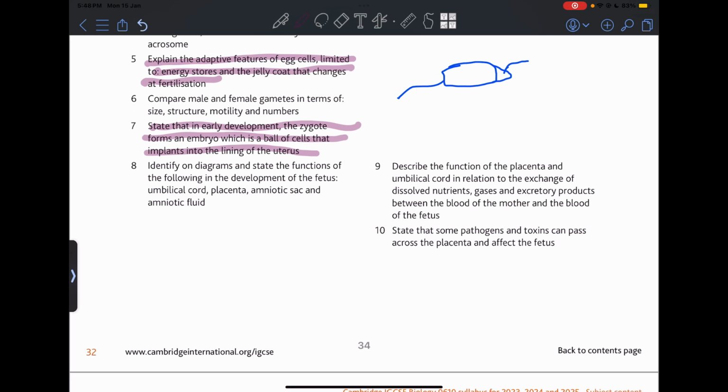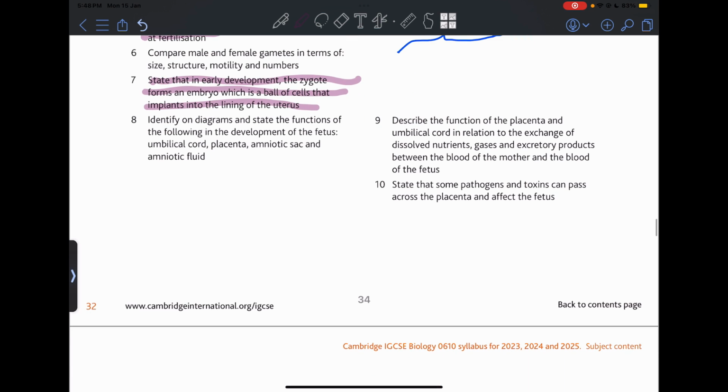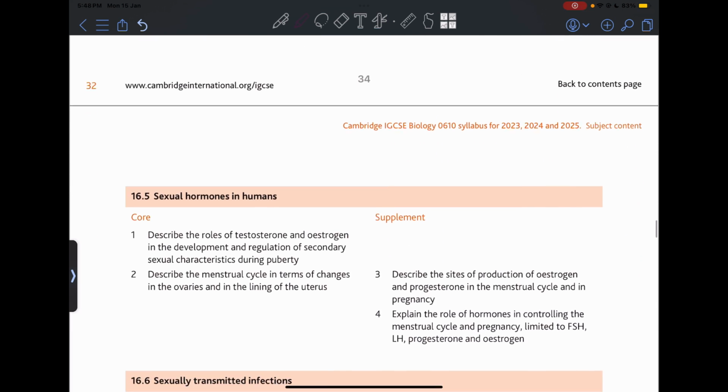State that some pathogens and toxins can pass across the placenta and affect the fetus. So the placenta can also let in toxins and pathogens, and this is very dangerous. So this is why the mother has to take good care of herself during pregnancy.